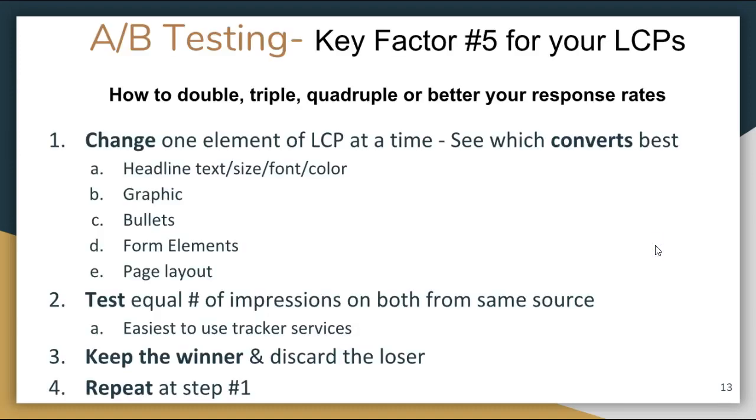Now, this is probably the biggest one and the hardest one for people to get their head around. They think, oh my gosh, A/B testing, what the heck? How do I do this? Once you get the hang of this, you will never stop doing it. I guarantee it. This can literally double, triple, quadruple, or better your response rates by testing one version against another. And the first line here says, change one element of the lead capture page at a time. Maybe the headline, maybe a graphic, maybe the bullets, and see which converts best.